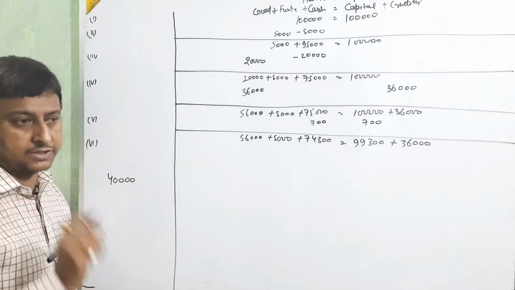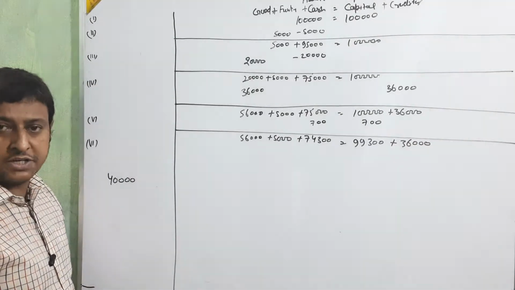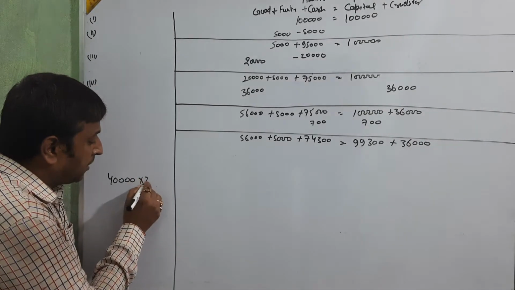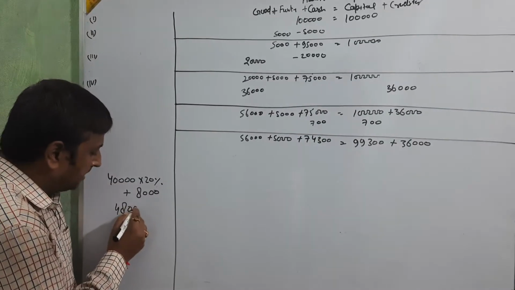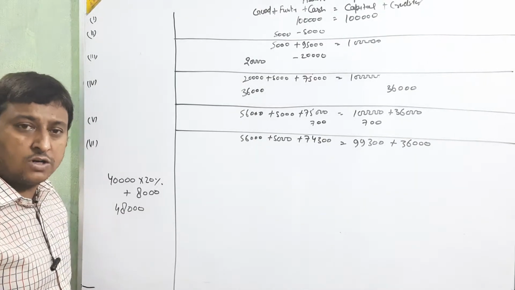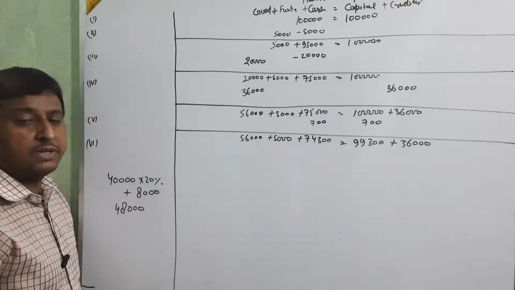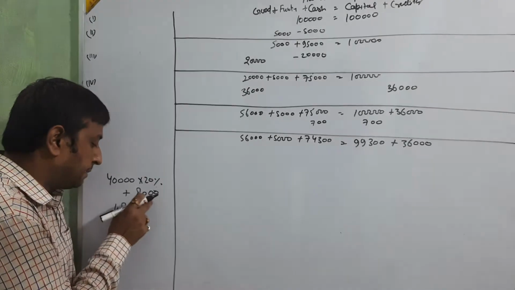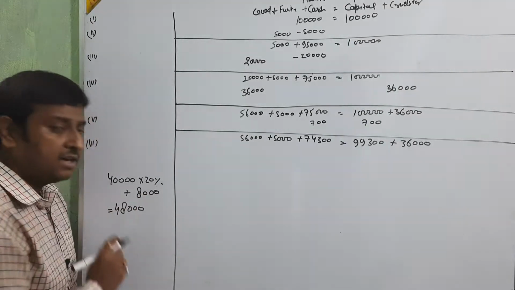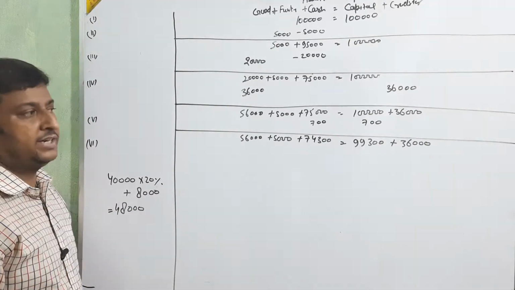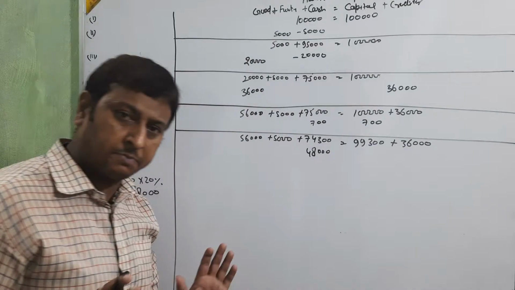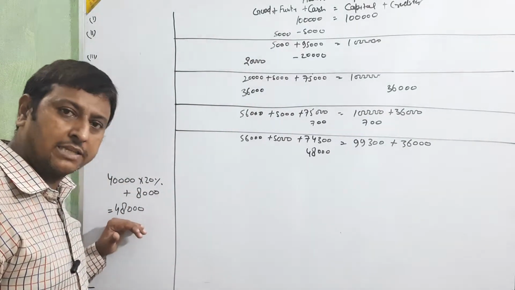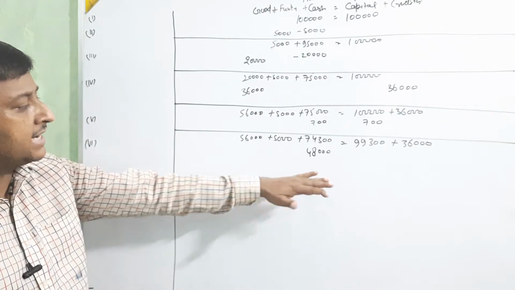Goods costing 40,000, plus 20% profit. 20% of this amount is 8,000, beta. It means the total amount we are receiving is 48,000. If the goods cost 40,000 and we sell them with a profit of 8,000, it means 40,000 plus 8,000, we will receive 48,000. We are receiving cash 48,000, so add in capital, add in cash 48,000.